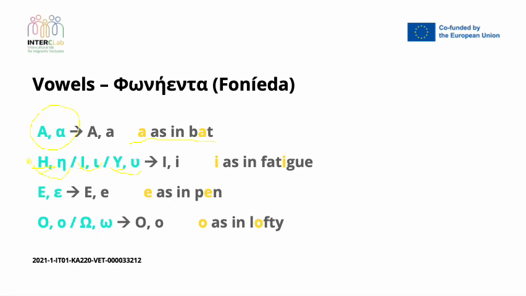The third kind of vowel, as you can see on the third line on your PowerPoint slide, is E. It's the E in English, but in Greek we don't say it the English way. E as in pen. The E sound that you hear in the word pen is the one that we say when we see this kind of vowel in the Greek language. This is the uppercase E and the lowercase E.